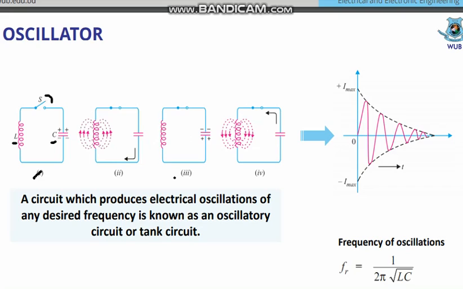And you can see here the frequency of oscillations. The law to calculate the resonance frequency is Fr equals 1 by 2π root over LC, and with the I maximum and I minimum, it is a damped oscillation. You can see that after some time it slows down and its amplitude decreases.